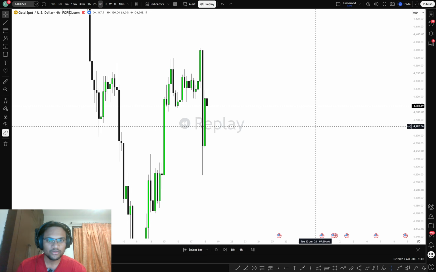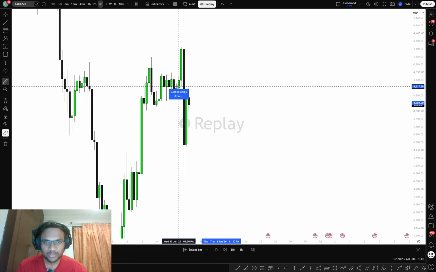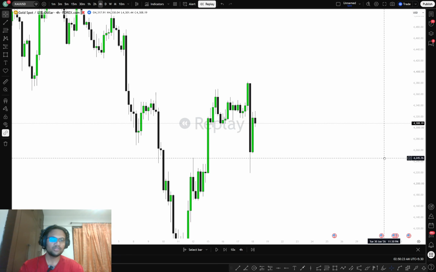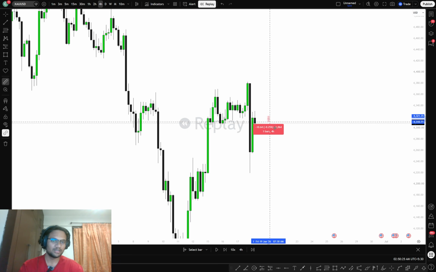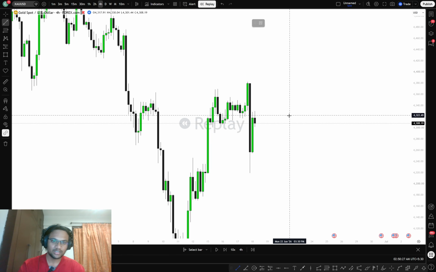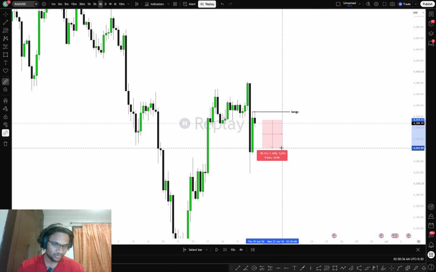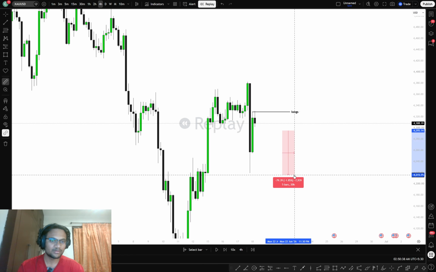So remember the concept I told you about, from internal liquidity to external liquidity, right? So now this was supposed to go higher, but it didn't. Now we have to put a condition. The condition is if price closes above this, then our bearish bias is gone. Then we are going to look for longs. Simple as that. But if price keeps trading below this, then we can simply target this low over here.